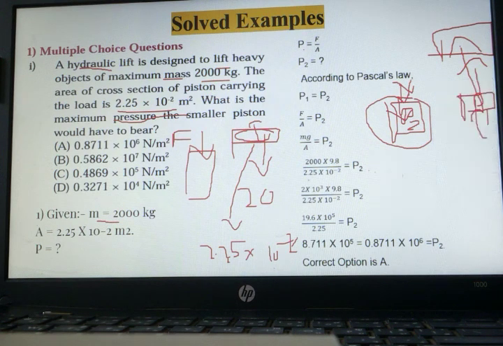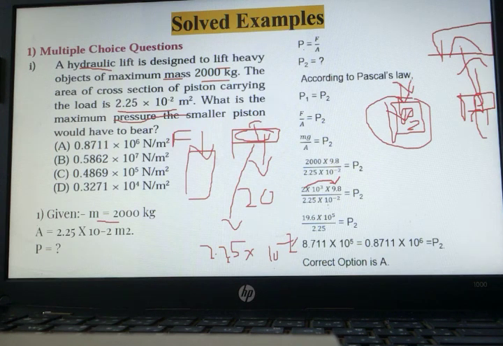After substituting, we will be getting, see, 2000 consists of 3 zeros, so it can be written as 2 into 10 raised to 3 into 9.8, upon 2.25 into 10 raised to minus 2. If we multiply 2 by 9.8, you will be getting the answer as 19.6 into 10 raised to 5.